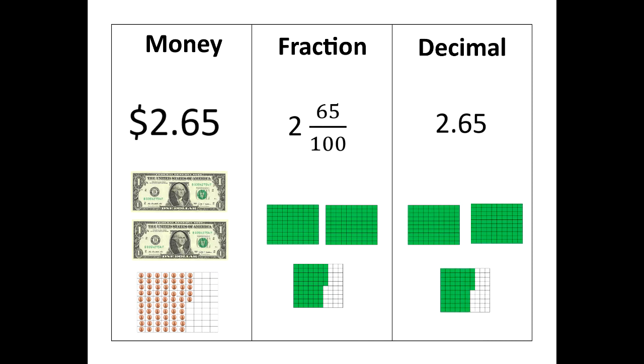Lastly, for the decimal, I would have a 2 in the ones place, but show my coins in the decimal place values. 6 in the tenths and 5 in the hundredths, or we can say this as 2 and 65 hundredths.